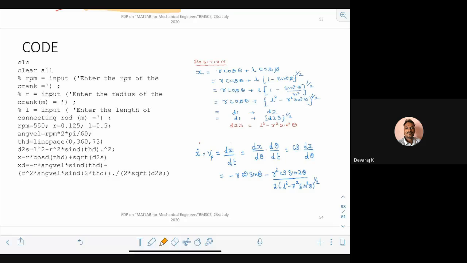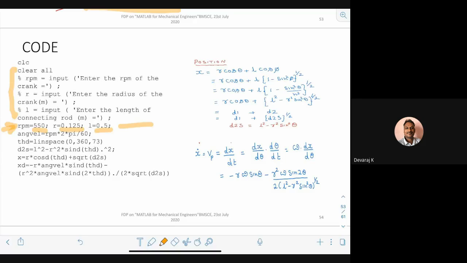In a textbook, for 550 RPM, a radius of 0.125 meters, and a connecting rod length of 0.5, there's a solution available. So to check whether our program is running correctly or not, I have taken these values. Once you have debugged the program and it is proven, you can remove the comment statements and ask the operator to give whatever length of connecting rod, crank radius, and RPM. Got it? Therefore, I made these comment statements. Remember, RPM is 550, radius is 0.125, L is equal to 0.5, everything in meters.